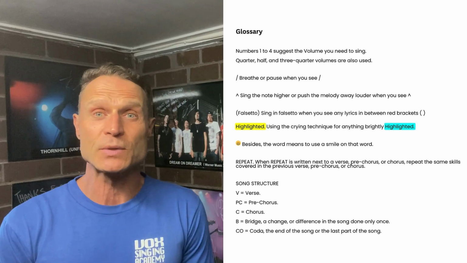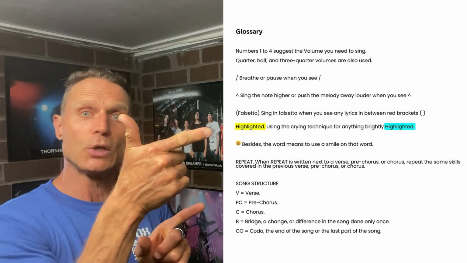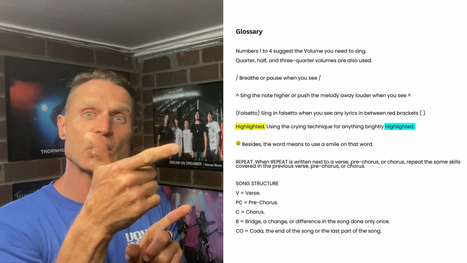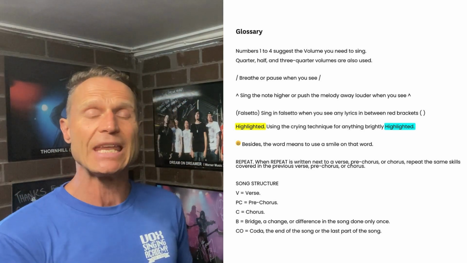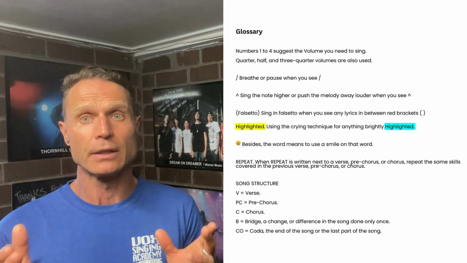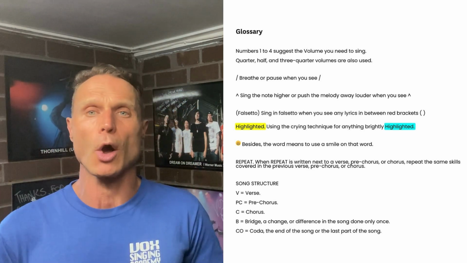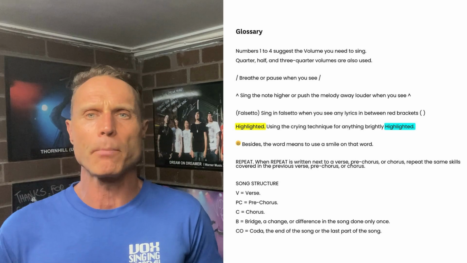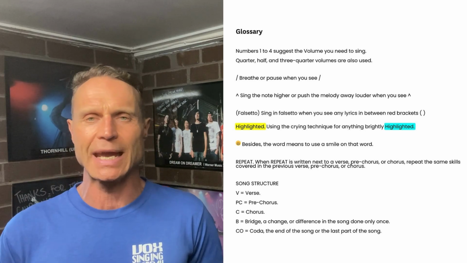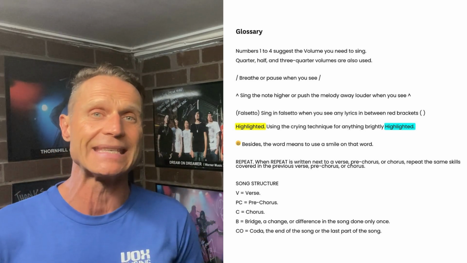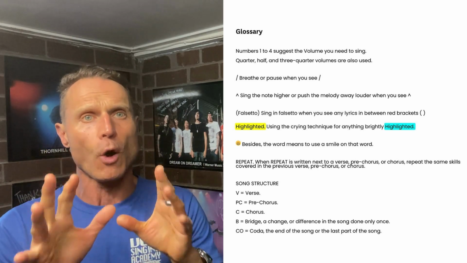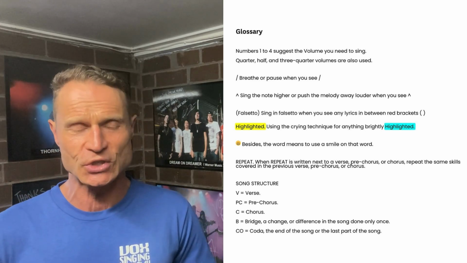Hi there, I'm going to be explaining the glossary that we are going to be using for the next song. So if you see any of these things written near the lyrics, this is telling you what I want you to do. The number one point, if you see a number written next to any line, that is explaining and telling you what volume I suggest you sing.